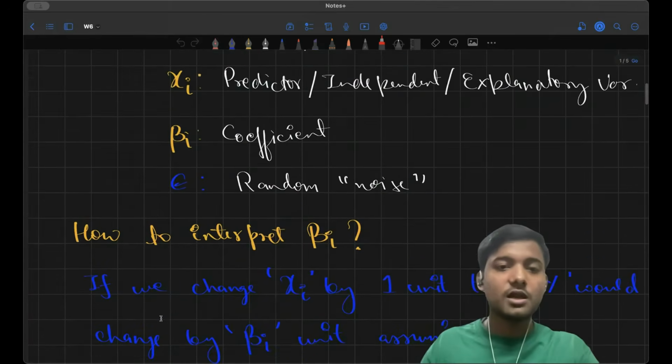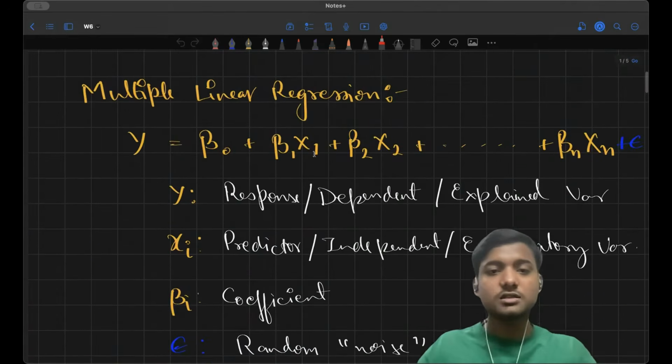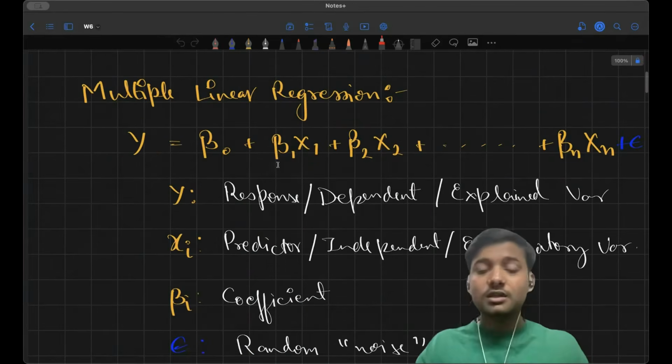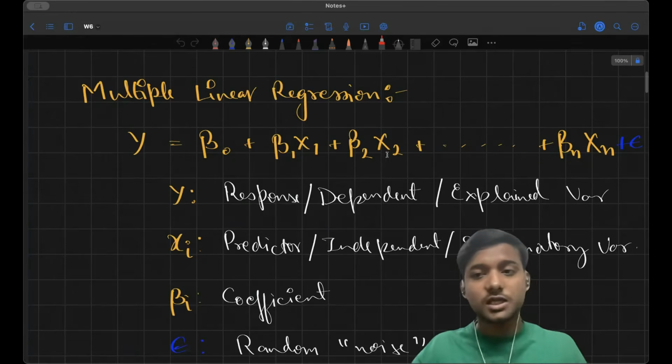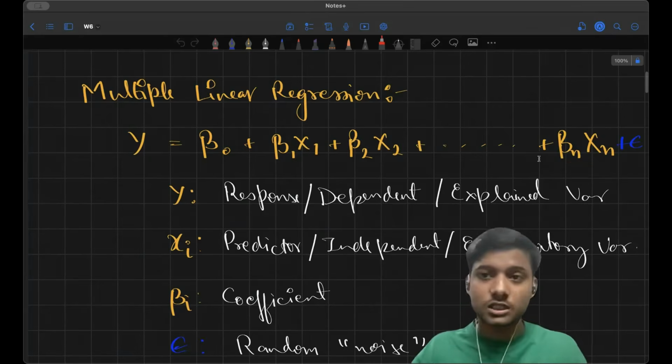This is very important. What you should remember is, if I change xi by 1 unit, y would change by beta 1, but only if I take all other things as constant. So I am not allowing x2, x3, x4, and up till xn to change. I am only allowing x1 to change.